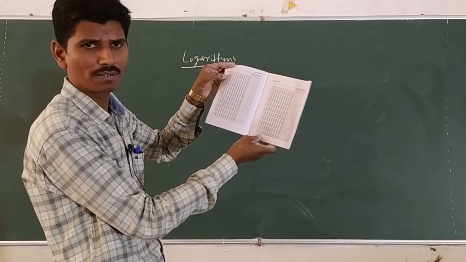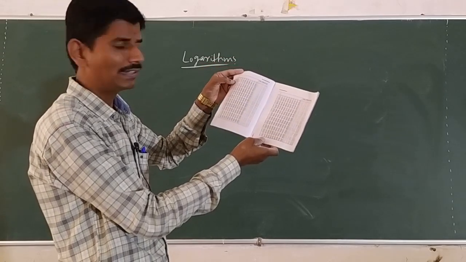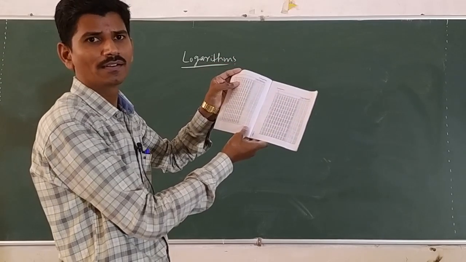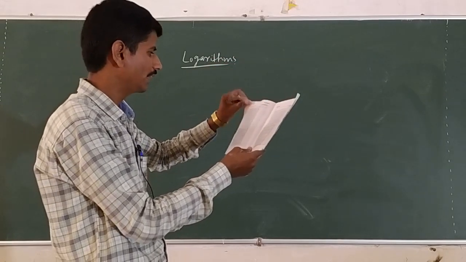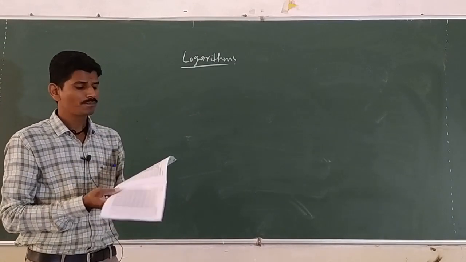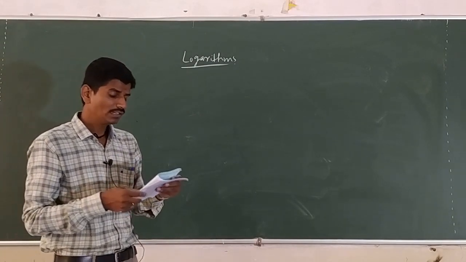Okay, here the first column is said to be the main column, the second one is the difference column, and the third column is said to be the mean difference column. Then how do we calculate logarithm and anti-logarithm using the log table?